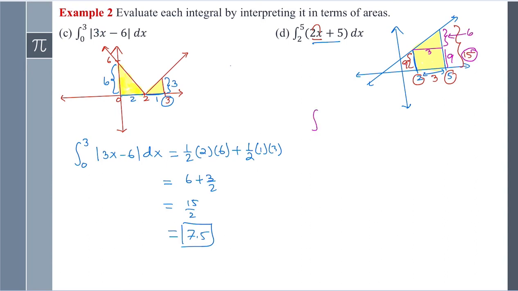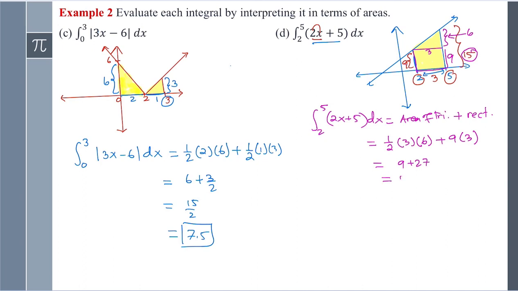So what I can say here is the definite integral from 2 to 5 of 2x plus 5 dx is the area of the triangle plus the area of the rectangle. The area of the triangle is 1/2 times base 3 times height 6, plus the area of the rectangle, which is 9 times 3. And that gives us 9 plus 27, and it is 36.